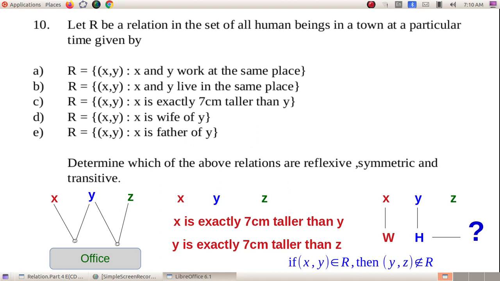Okay, now answer the question number E. That is, the relation is father. Can a person be father of himself? No, the relation is not reflexive. Suppose X is father of Y, then can Y be a father of X? No, it is not possible, therefore it is not symmetric. And what about the transitivity? Suppose X is father of Y and Y is father of Z, then X is grandfather of Z, not father. Therefore, the relation is not transitive. Then the relation between father and son is neither reflexive nor symmetric nor transitive. But the relation between wife and husband is neither reflexive nor symmetric but transitive.